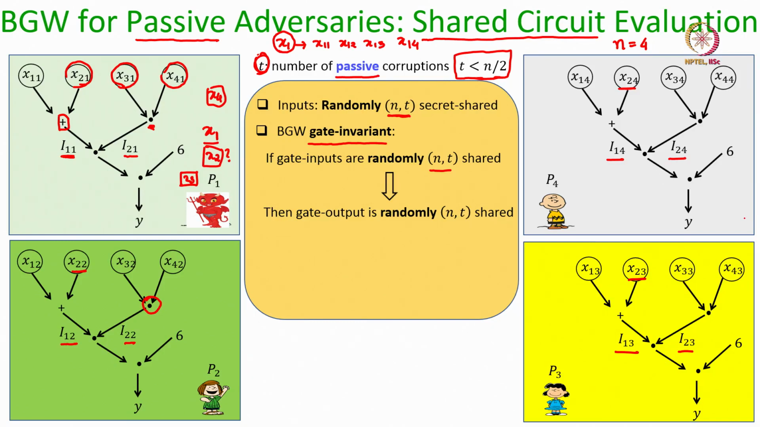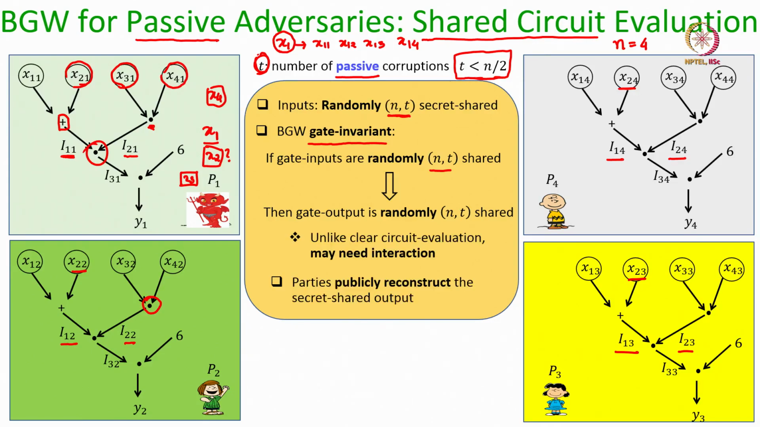And then they go to the next gate, and again following the BGW protocol they maintain the invariant for the next gate, and like that, once all the gates are evaluated as per the BGW protocol in this secret shared fashion, each party will now have a share for the output of the function. So, P1 will have a share y sub 1, P2 will have a share y sub 2, P3 will have a share y sub 3 and P4 will have a share y sub 4.